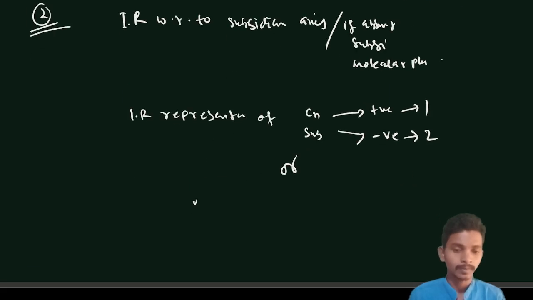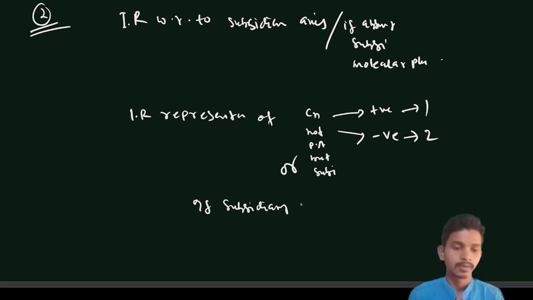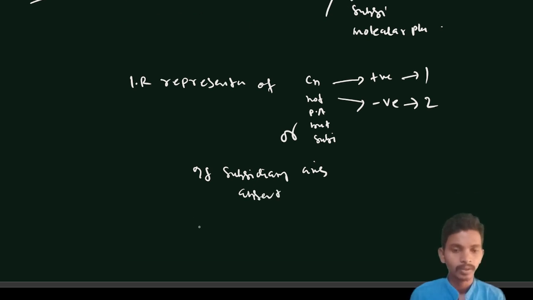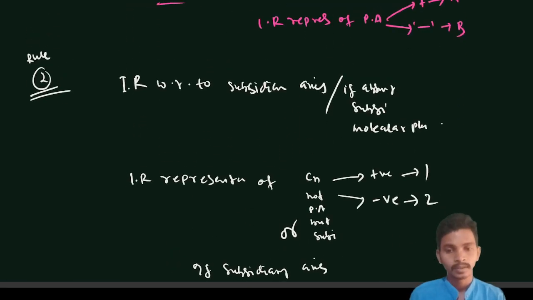Or if the subsidiary axis, Cn, is not the principal axis. Okay, this is not the principal axis, but this is the subsidiary axis. If the subsidiary axis is absent, then the molecular plane. So if the irreducible representation of the molecular plane is positive, then 1, and if negative, then 2. Okay, this is rule 2.